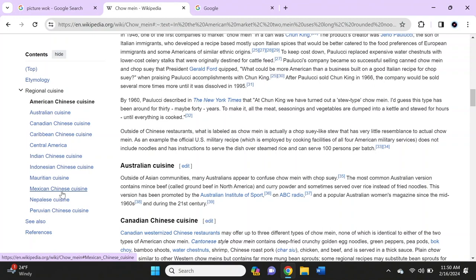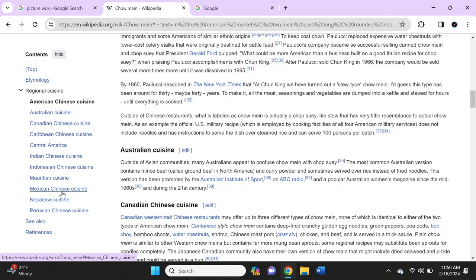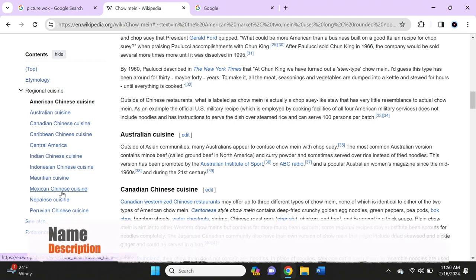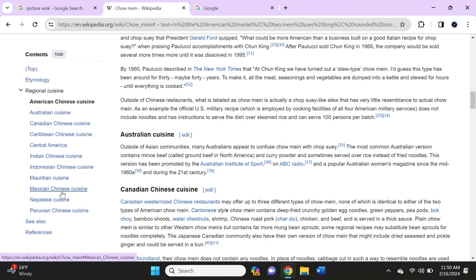Outside of the Asian community, many Australians appeared to be confused that chow mein was chop suey. The most common Australian version contains minced beef, called ground beef. In North America, curry powder was sometimes served over rice instead of fried noodles. This version had been promoted by the Australian Institute of Sport on ABC Radio, and in a popular Australian women's magazine of the mid-1960s.